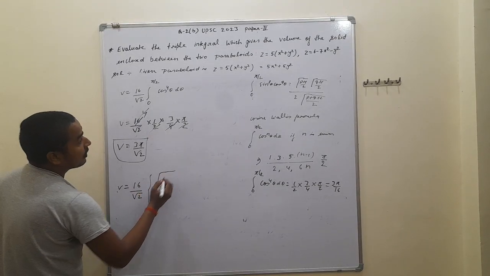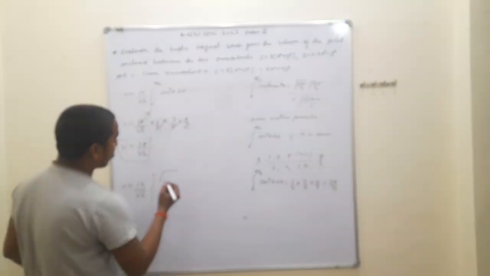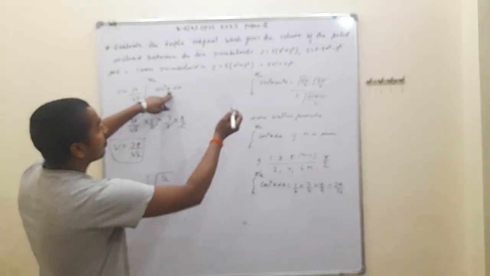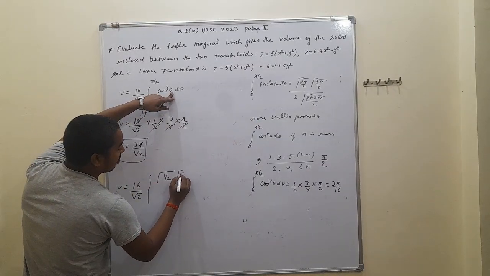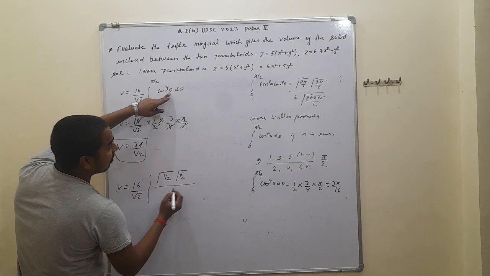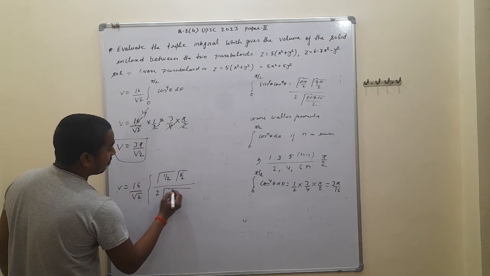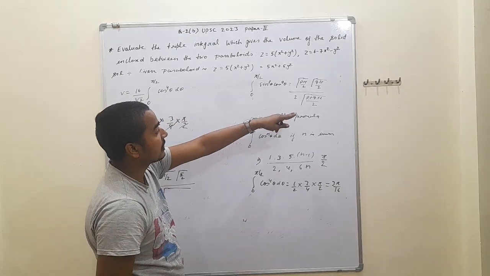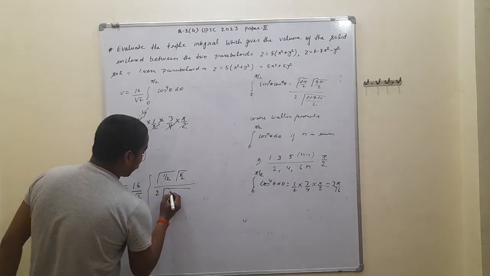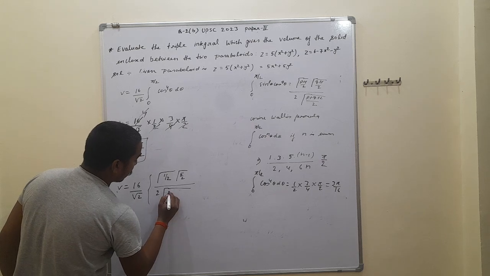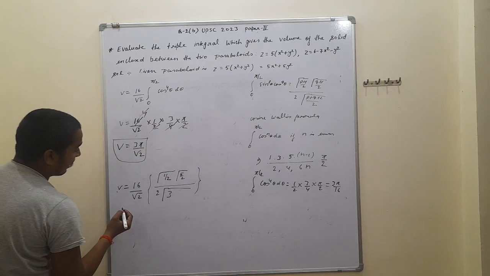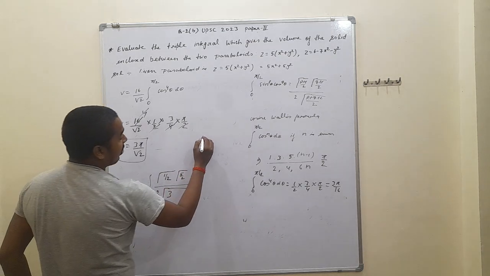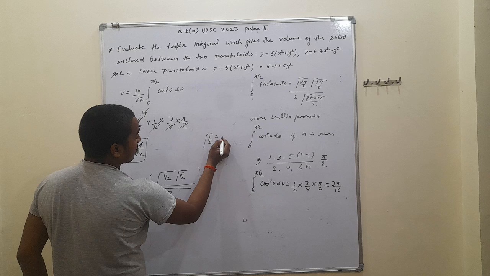gamma of p plus 1 by 2. Here p is 0, that is 1 by 2, and here q is 4, that is 4 plus 1, that is gamma of 5 by 2, upon 2 gamma of p is 0 here, and q is 4 plus 2, 6 by 2, that is 3, gamma 3. We have to solve, that is 16 upon root 2, and gamma of 1 by 2 is written as root pi.